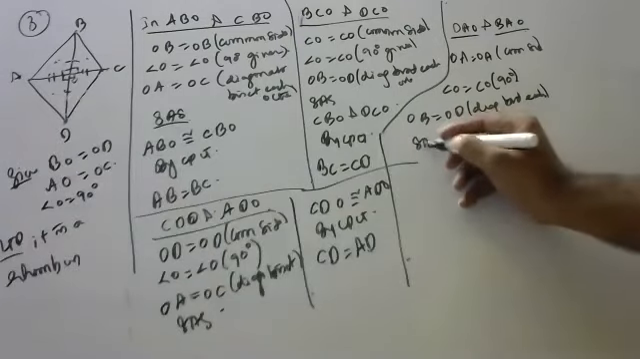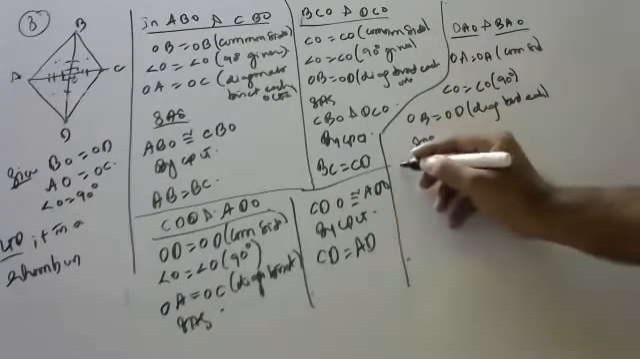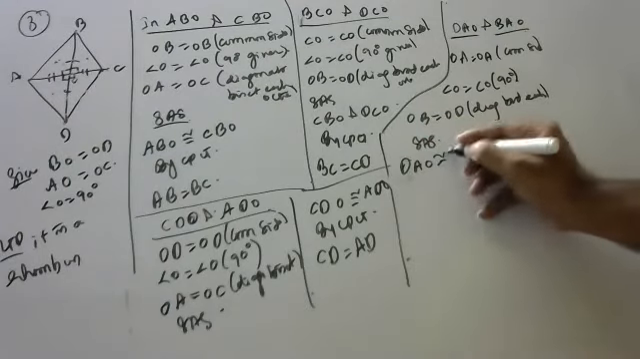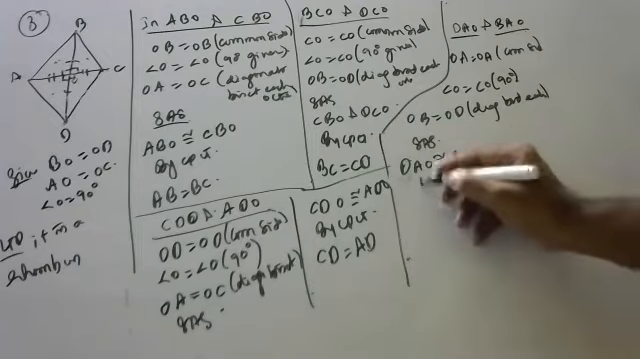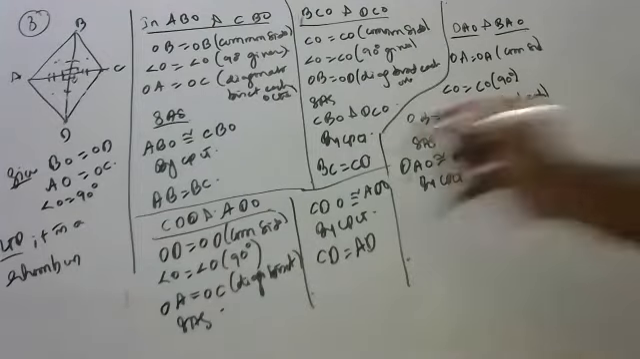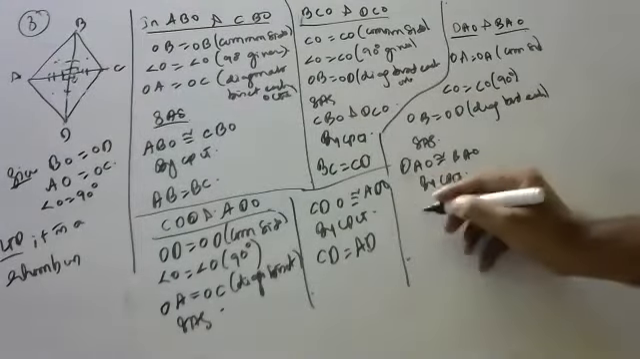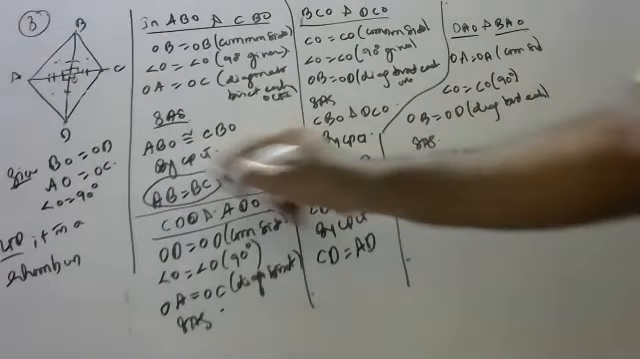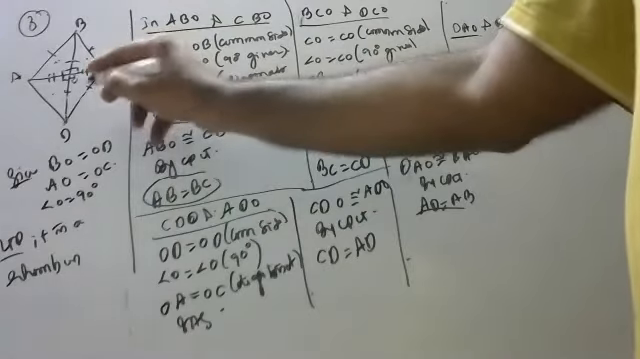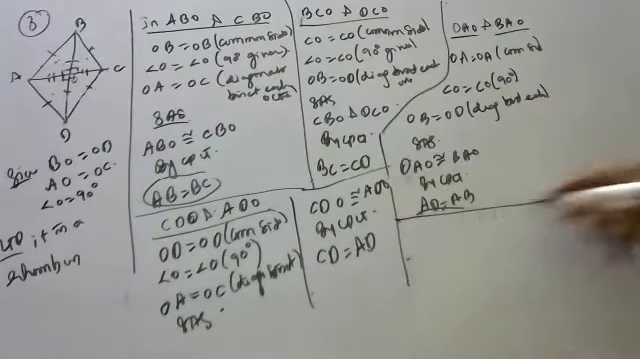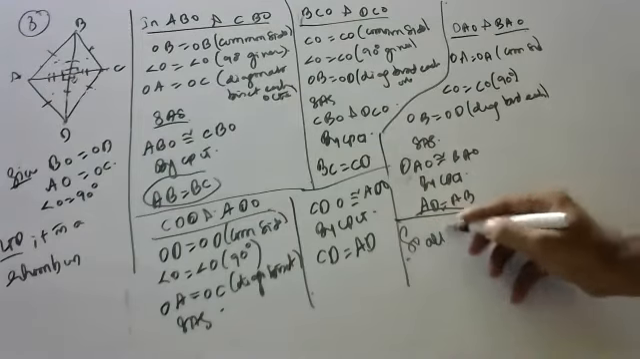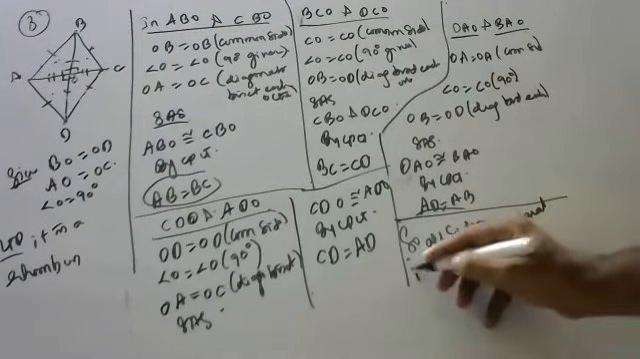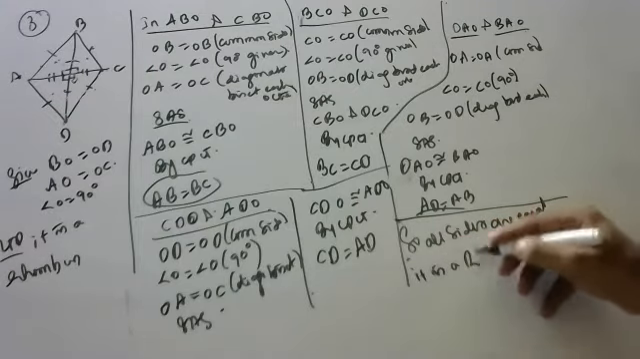By SAS, what can we say, children? DAO is congruent to BAO. By CPCT, we can say AD is equal to AB. Now, children, first we proved that this and this are equal, then this and this are equal, then this and this are equal. So all sides are equal. If all sides are equal, it is a rhombus.